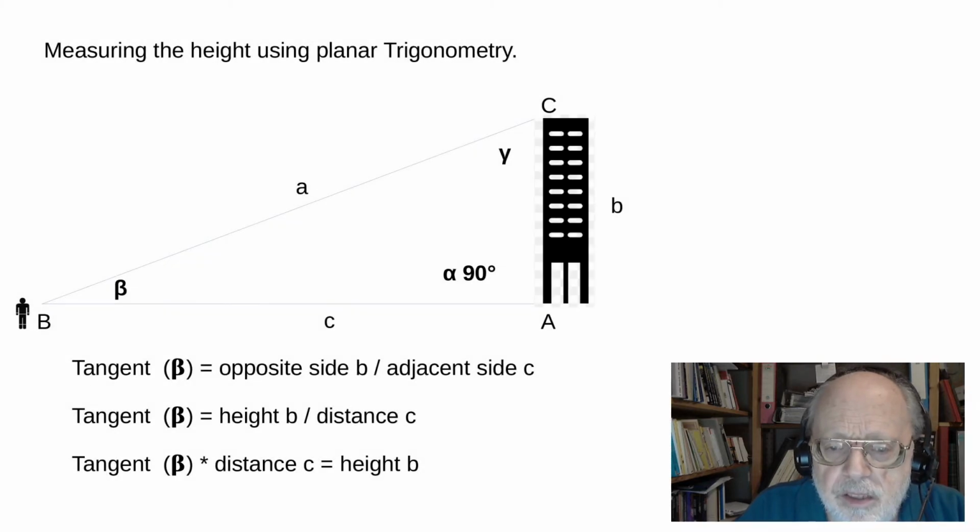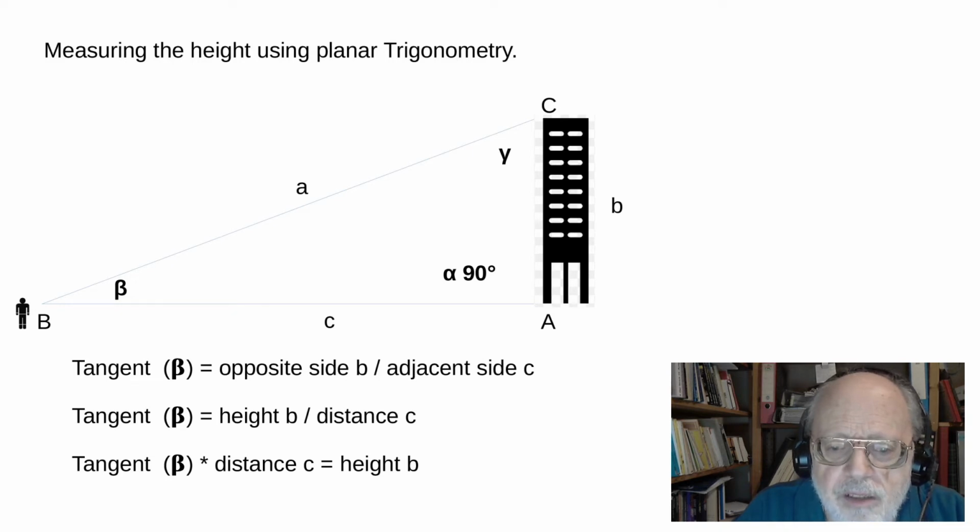Let's take a look at this illustration. The building is on the right. A is the base of the building and C is the top. The surveyor stands at point B and first determines the distance C and then the angle beta. Here alpha is by definition a right angle.